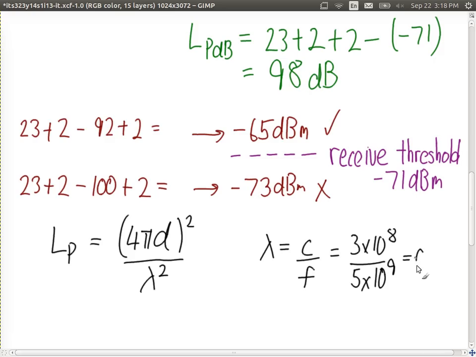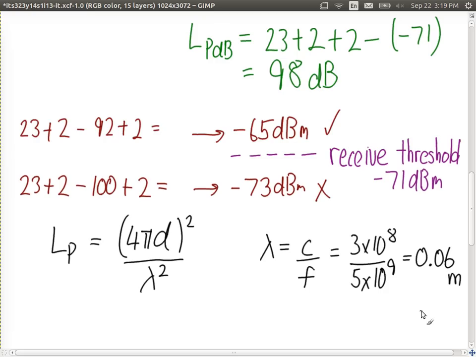And you do that calculation, you get 0.06 meters. Wavelength is in meters. 6 centimeters. So, we know lambda. We don't know D. We want to find the distance D in meters between our two devices such that the path loss will be 98 dB.